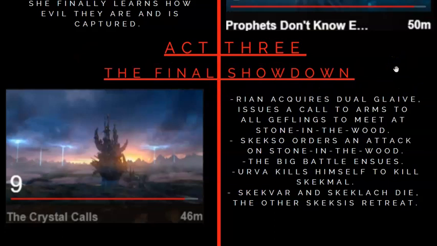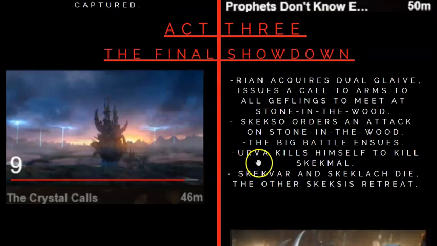Rian acquires the dual glaive. He issues a call to arms to all Gelflings to meet at Stone and Wood. Skeksis orders an attack on Stone and Wood. So everyone's going to Stone and Wood, basically, for the last battle. The big battle ensues, as I said right here.